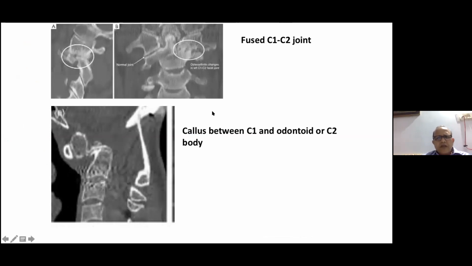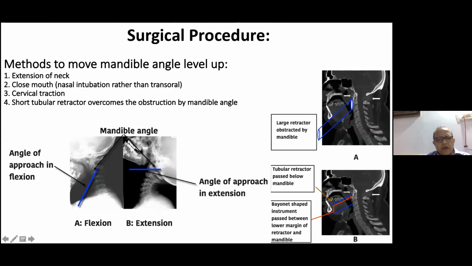So again, a fused joint and callus preventing the reduction, such cases are difficult. If you know before surgery, then you can plan for these. I mean, you can drill out the callus, and the contracted tissue can also be removed.